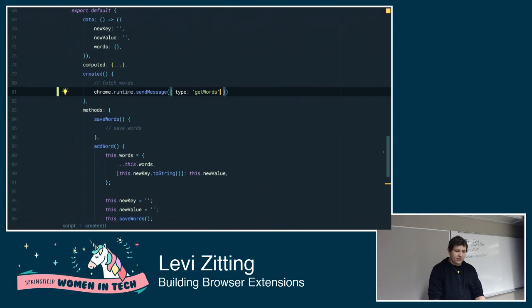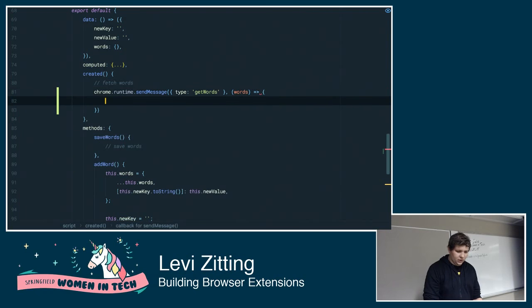And then the second thing that I can pass, as the second argument to this function, is a callback. This is the callback that will be run as soon as I run the sendResponse function back in the background script. And so theoretically, we'll come back with some words. So we'll accept that as an argument.